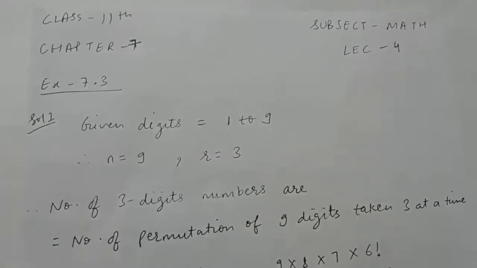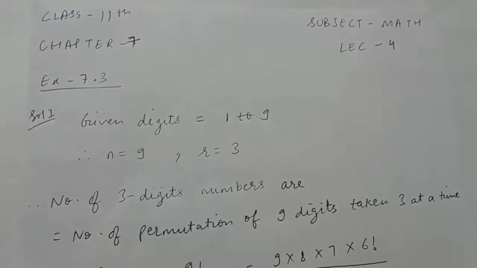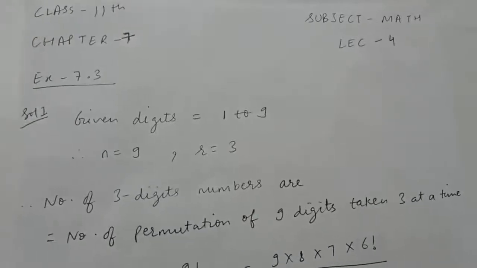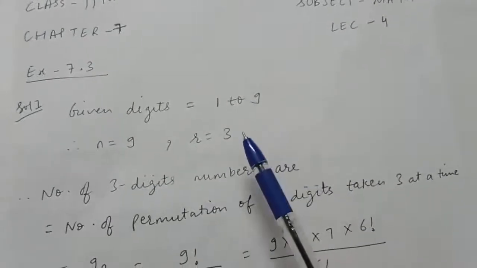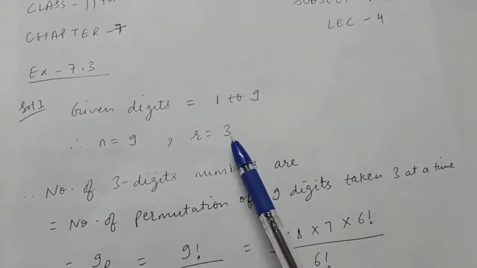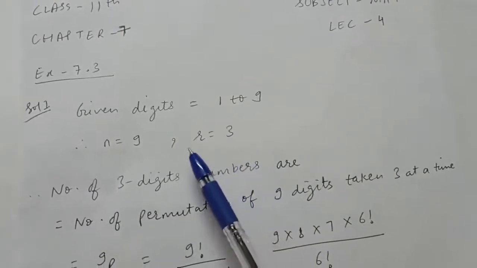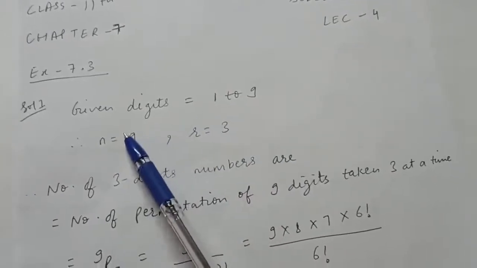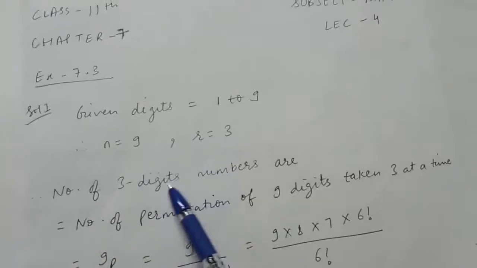So question first is, how many 3-digit numbers can be formed by using the digits 1 to 9 if no digit is repeated? See, we have been given the digits 1 to 9 and we have to make a 3-digit number. Also digits cannot be repeated. So either you can do this question by the fundamental principle of counting or by the method of permutation. So see here, the digits given are 1 to 9. Therefore n is 9 and we have to use 3 digits at a time, right? Because we have to make a 3-digit number.